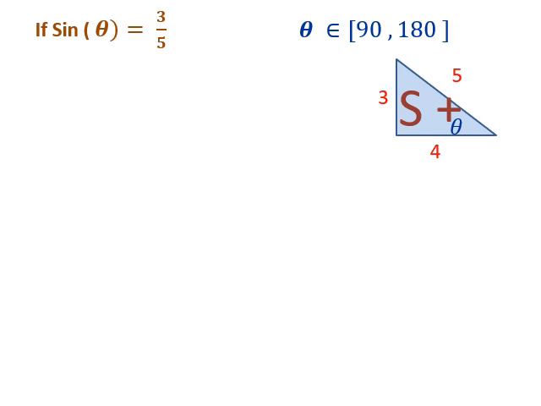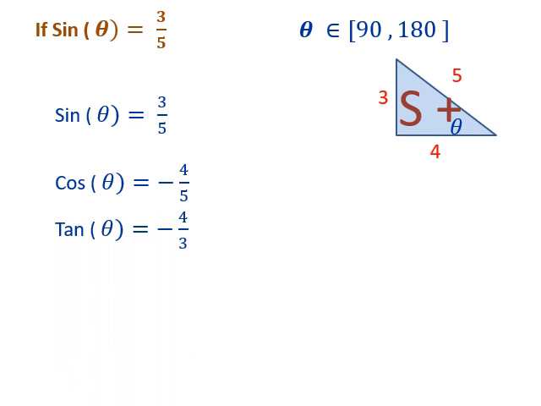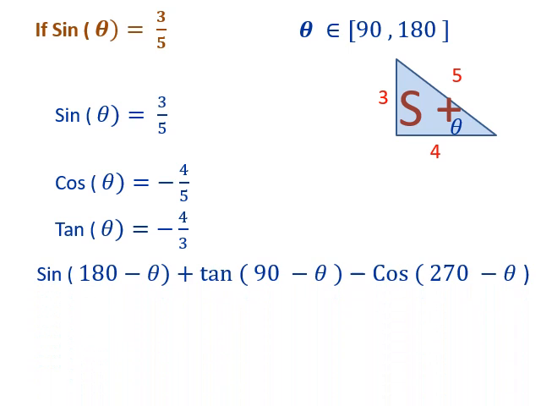In the second quadrant, sine is always positive. Then sine theta will be 3 over 5, cosine will be negative 4 over 5, and tan will be negative 3 over 4. He needs to find sine of 180 minus theta plus tan of 90 minus theta minus cosine of 270 minus theta.